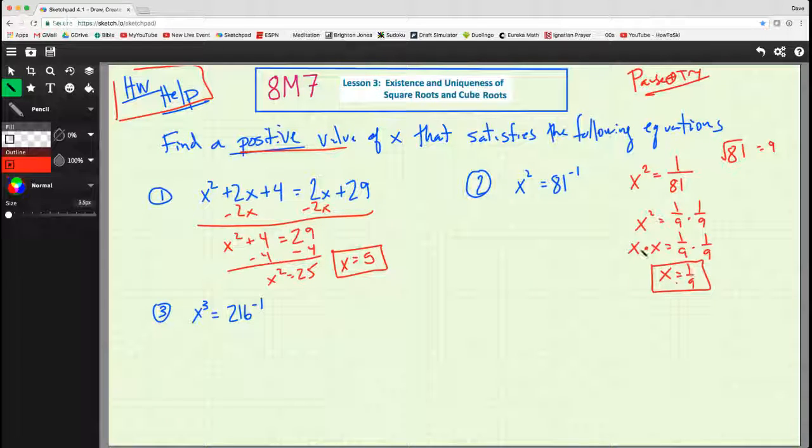Another way to think about square roots is to kind of draw it like this. Our x squared equals something times something that's the same, and then we have x times x equals that same thing times that same thing. So x must equal that thing.